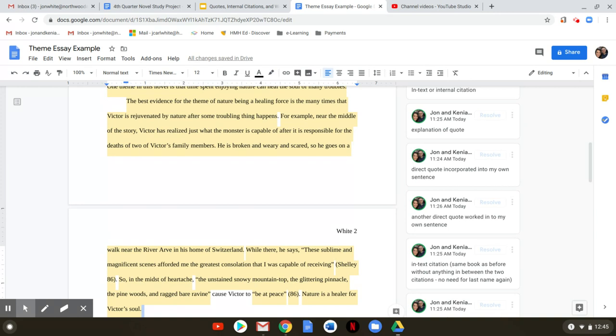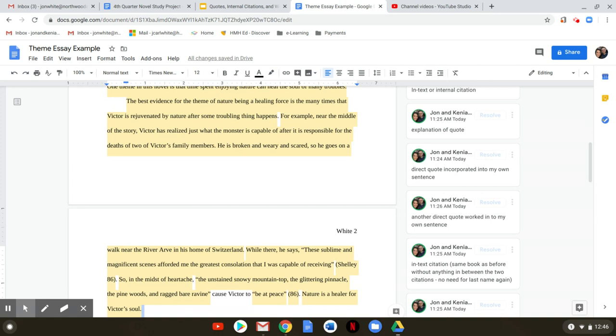So the whole paragraph. The best evidence for the theme of nature being a healing force is the many times that Victor is rejuvenated by nature after some troubling thing happens. For example, near the middle of the story, Victor has realized just what the monster is capable of after it is responsible for the deaths of two of Victor's family members. He's broken and weary and scared, so he goes on a walk near the River Arve in his home of Switzerland. While there, he says, quote, "These sublime and magnificent scenes afforded me the greatest consolation that I was capable of receiving." Shelley, 86.